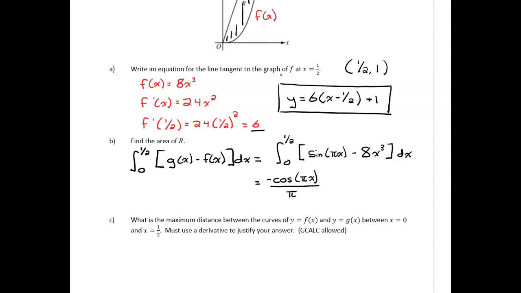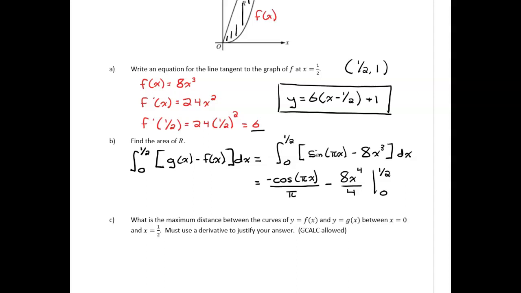And if you want to double check, if you want to do your chain rule here, you can verify that this has a derivative of sine of pi x. Minus, this is going to be a little bit easier one. This is 8x, we're adding 1 to the 4th, divided by 4. And we are evaluating this from 0 to 1/2.